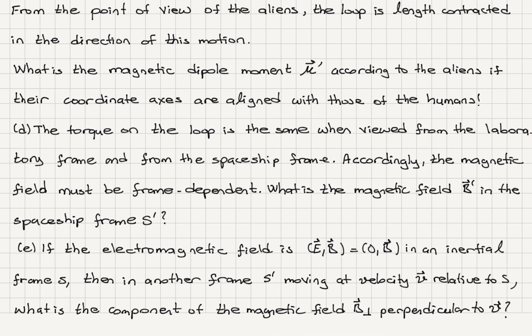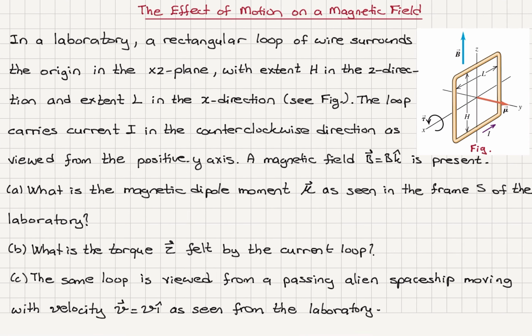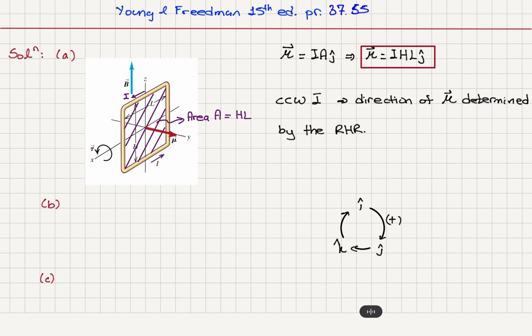Let's move on to part B. What is the torque felt by the current loop? Now it has a magnetic moment and there's a magnetic field that's perpendicular to the magnetic moment. So this is going to create a torque. The magnetic field B has a magnitude B pointing in k hat direction.